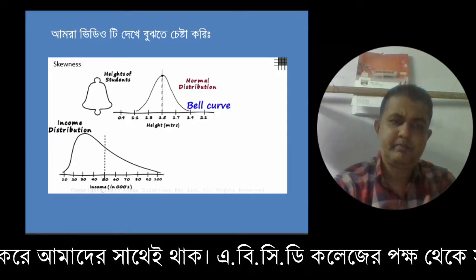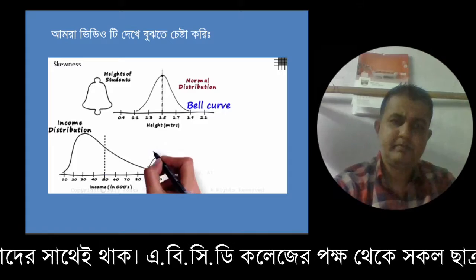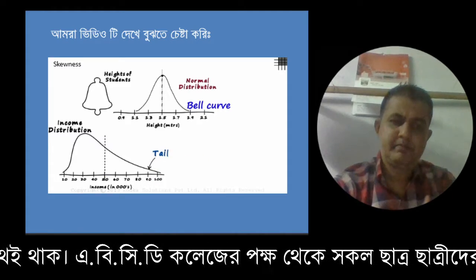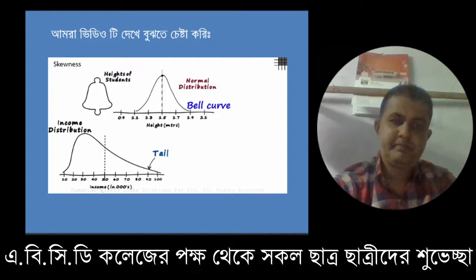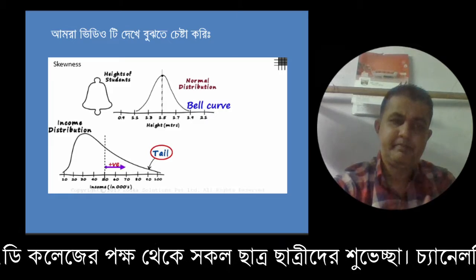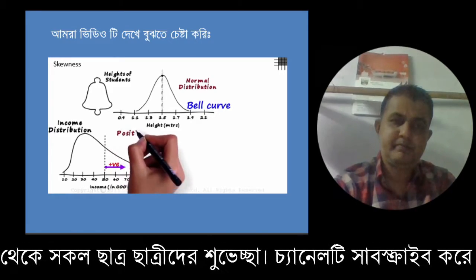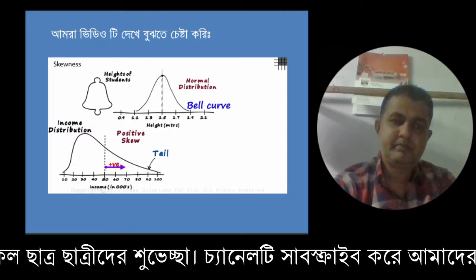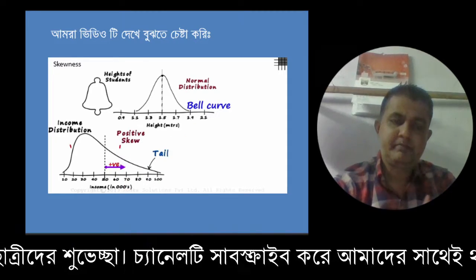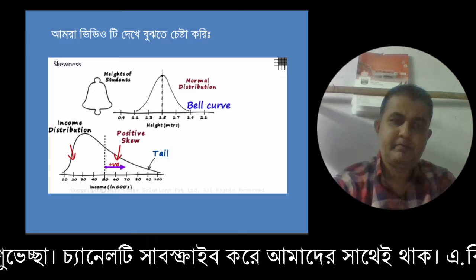Look at the figure closely. We can see a long tail on the right-hand side of the central value. As the tail is on the positive side of the central value, we say that the distribution is positively skewed. It is not equally distributed on both sides of the central value.